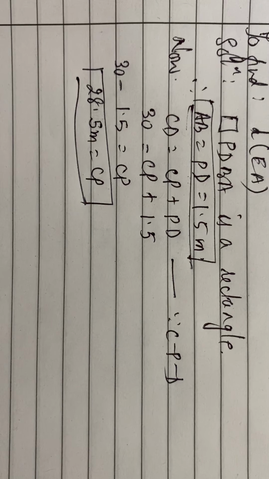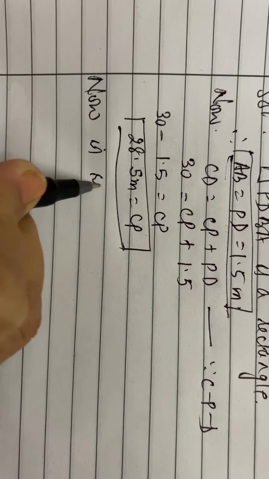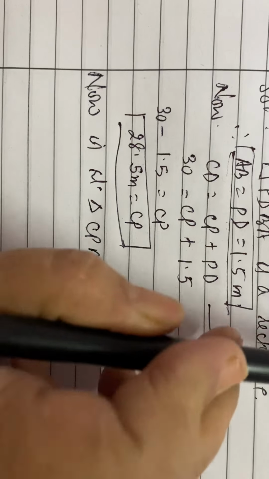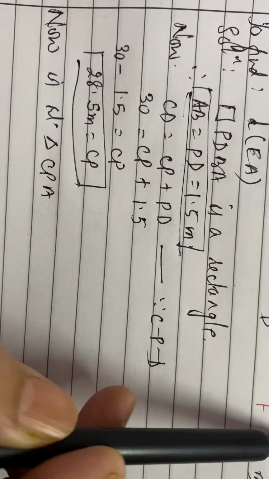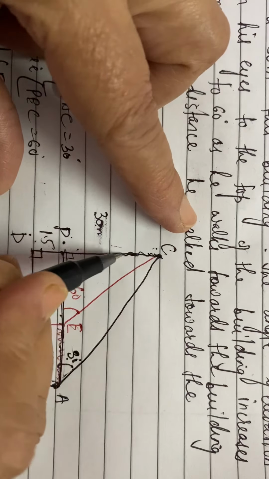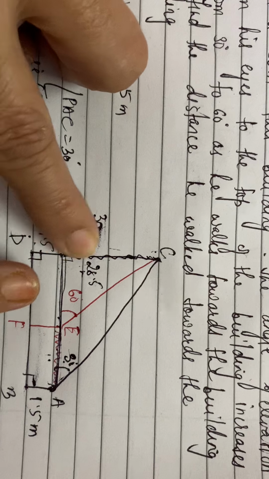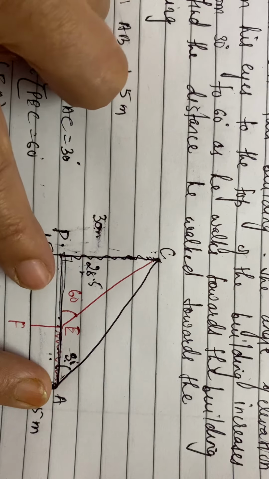Now we consider the two triangles, triangle CPA and triangle CPE. So now in right triangle CPA, what do we have to find out? We have to find out this length. Look here, for this angle 30 we have the opposite side CP, which is 28.5 meter. We need the adjacent side. So which ratio are we going to go for? Tan ratio, opposite upon adjacent.